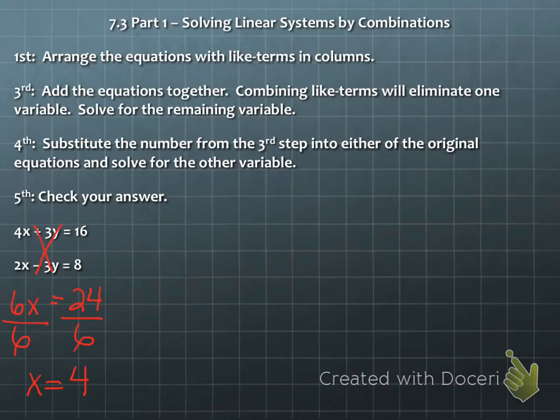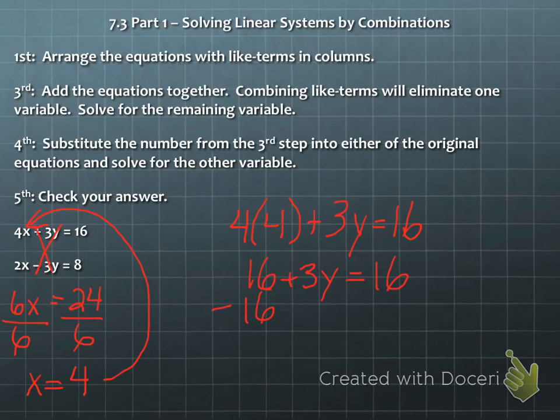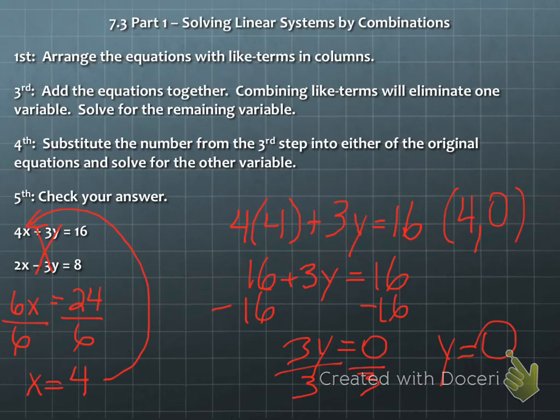And then since I want to figure out what y is, I'm going to plug this back into the top equation for x. So it'll be 4 times 4 plus 3y is equal to 16. So 16 plus 3y is equal to 16, minus 16 to both sides. So 3y is equal to 0, and then divide both sides by 3, and so y is equal to 0. So x is equal to 4, y is equal to 0, and I always want to display that as the ordered pair (4, 0).